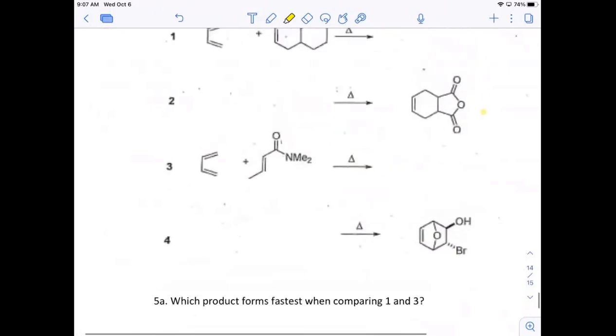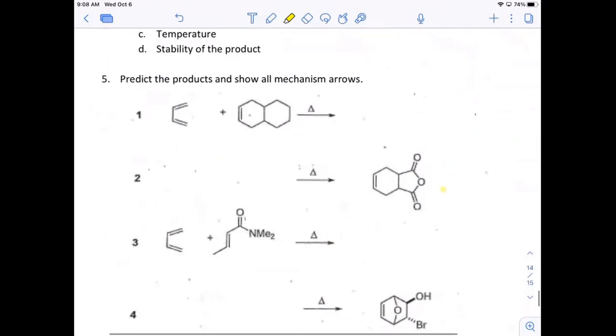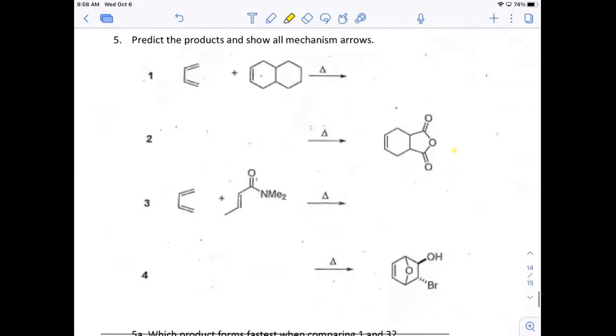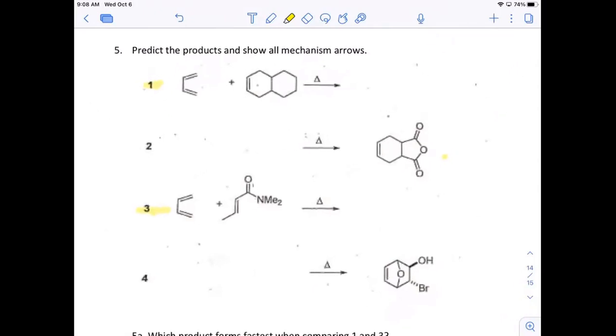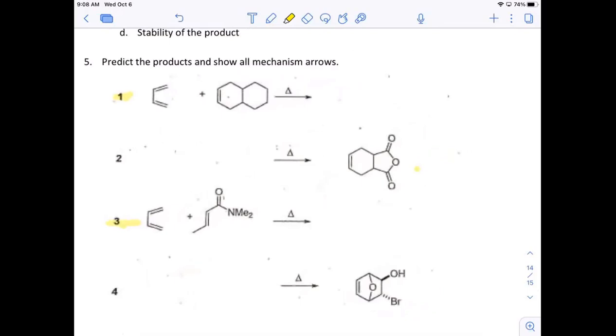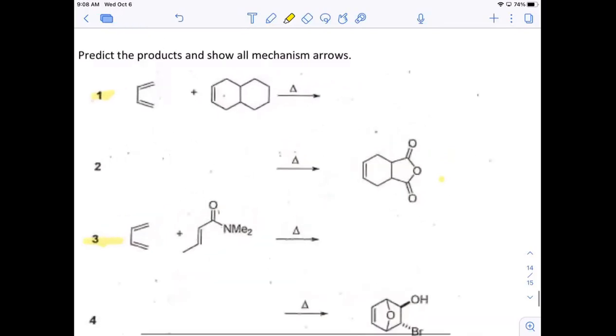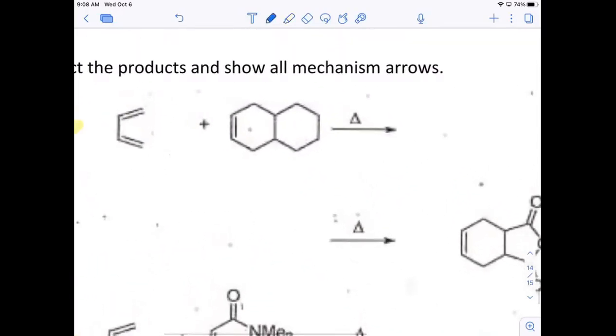All right, so let's just walk these down right quick. Let's take number one. Let's take the 1 and 2 and 3 first. 1 and 3, those are the forward reactions, and then we'll talk about retrosynthesis of Diels-Alder products. So for 1, you can see right now, right there.